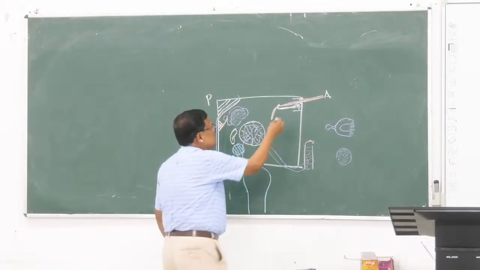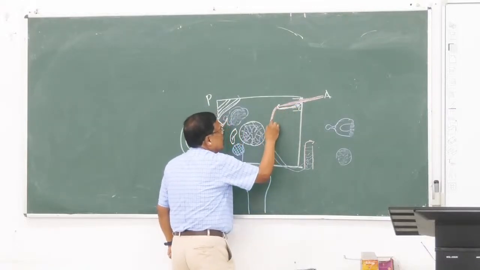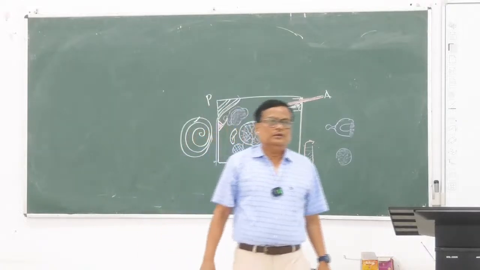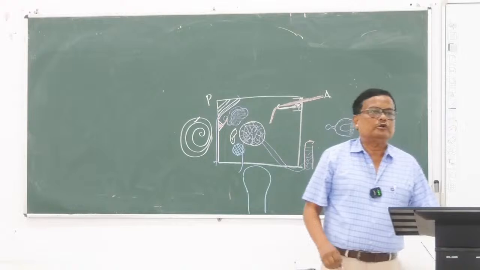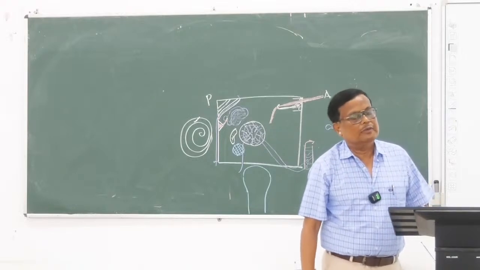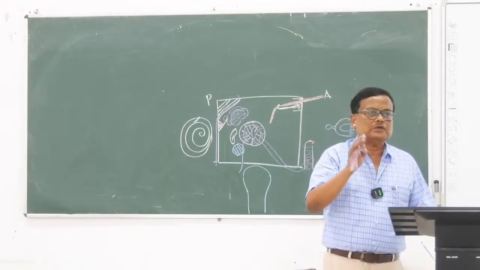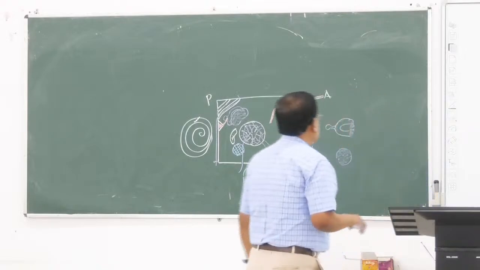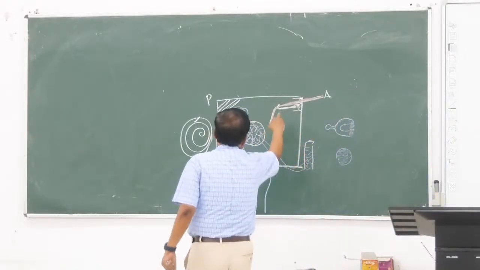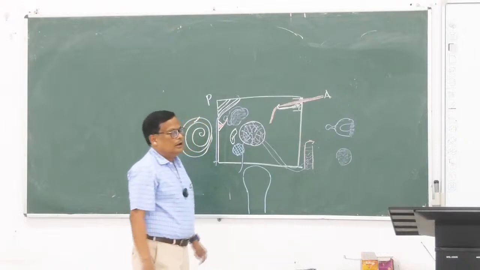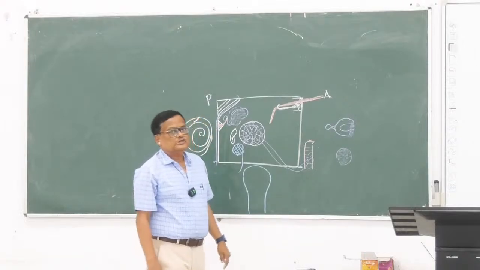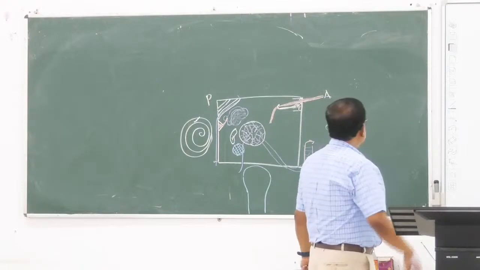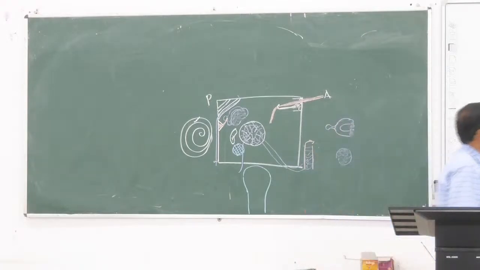So this tensor tympani makes a bend and attaches to the handle of the malleus bone. There are three bones I've already told you: malleus, incus and stapes. The tensor tympani muscle is supplied by the mandibular nerve. The stapedius muscle is supplied by the facial nerve. So these are the features of the lateral wall.